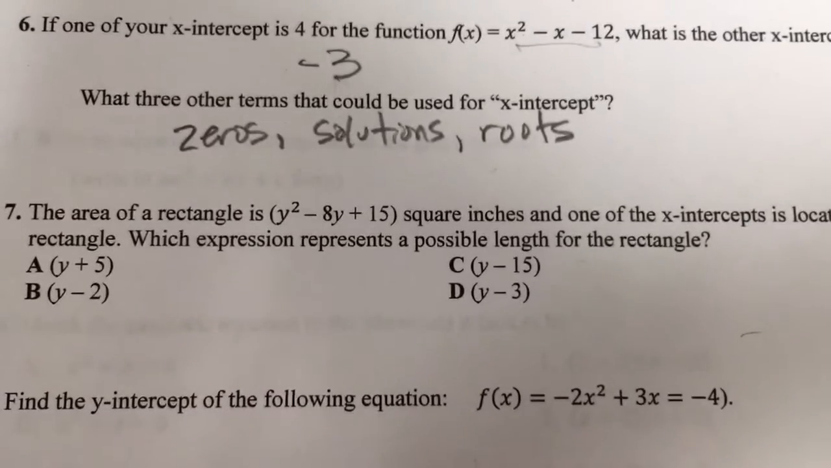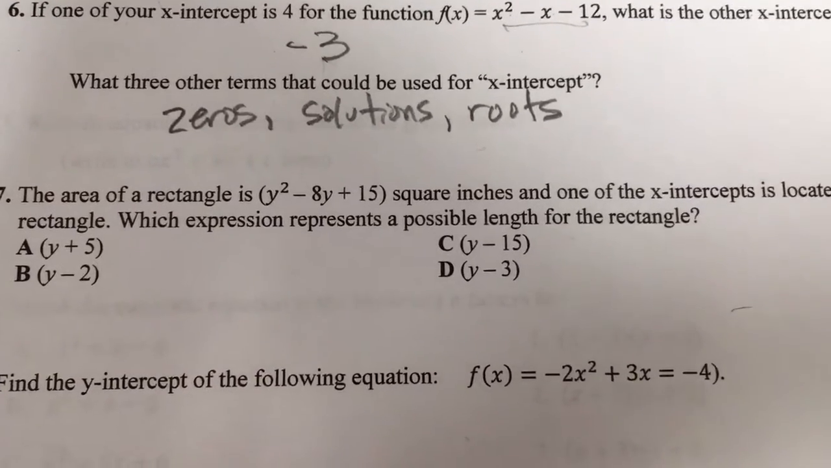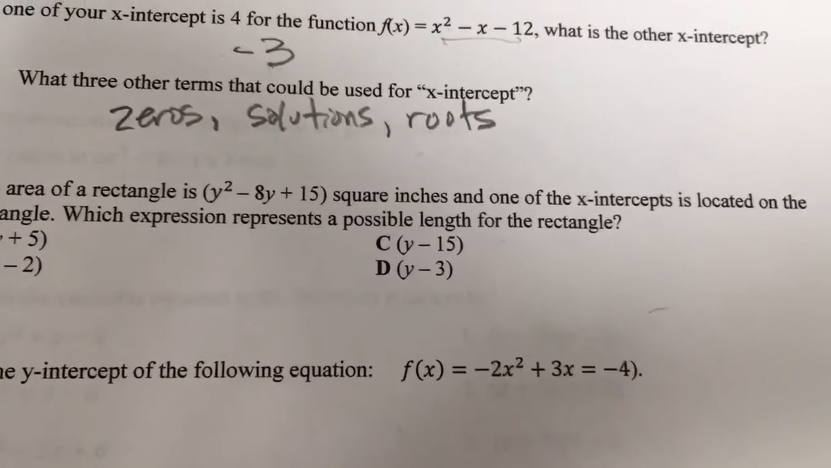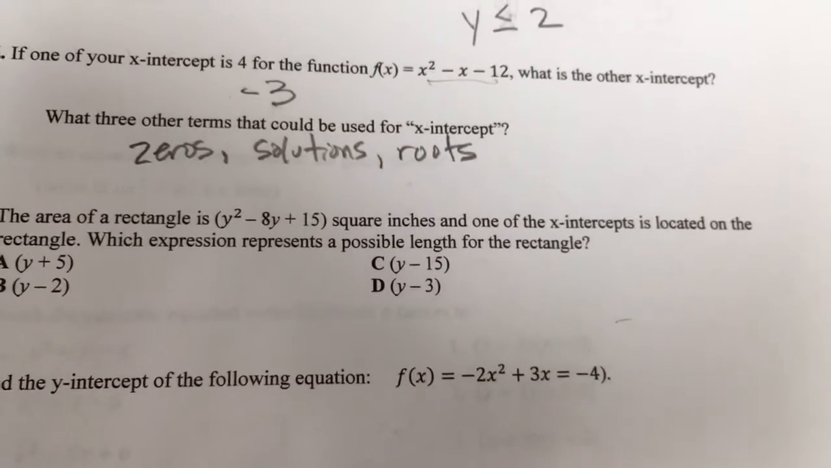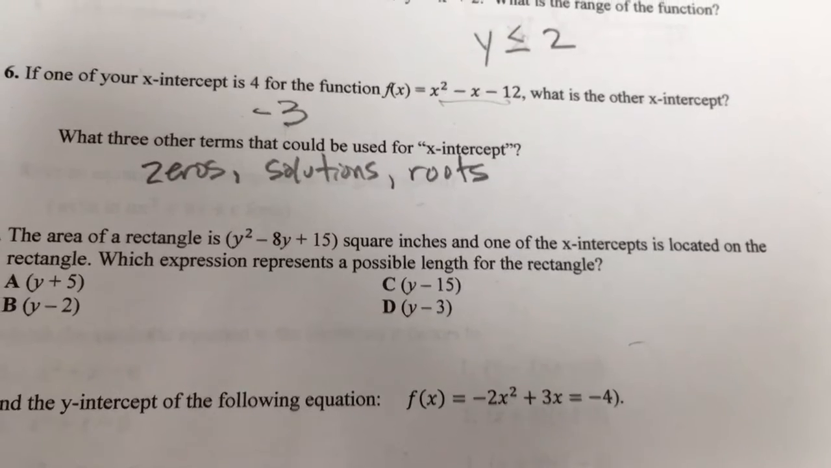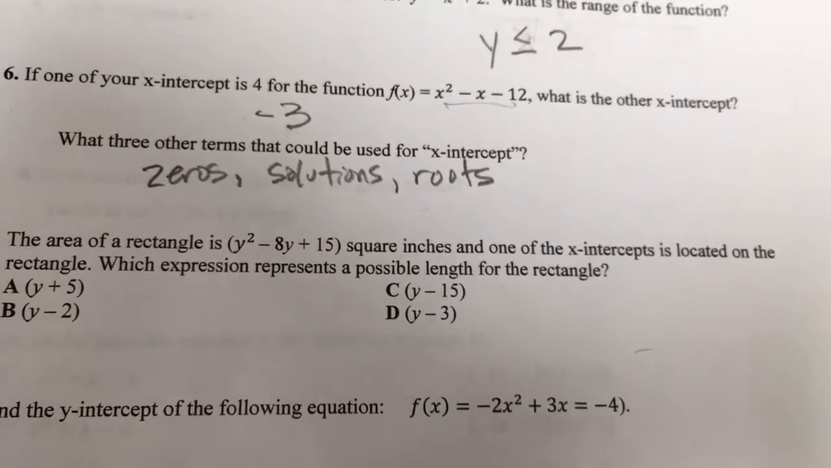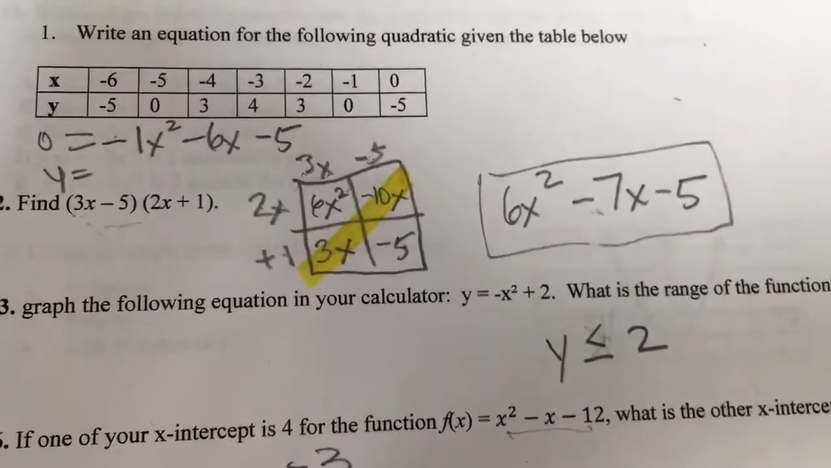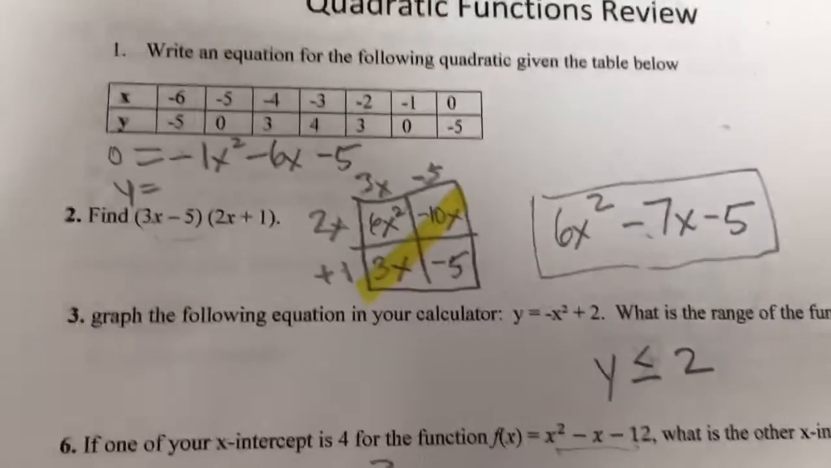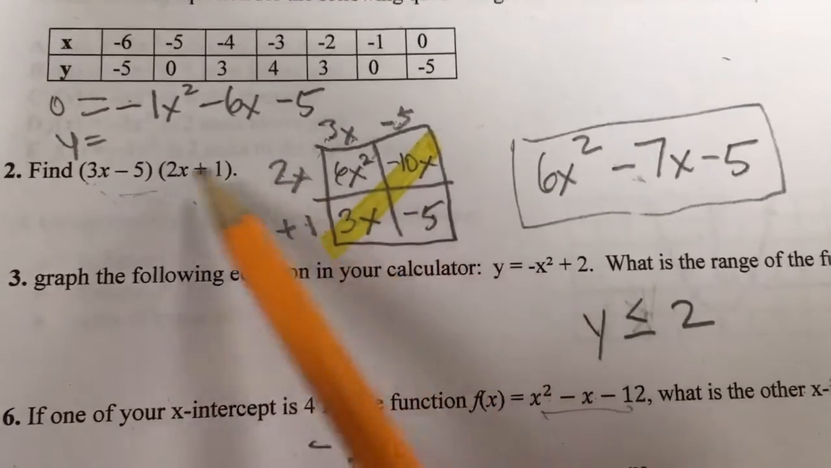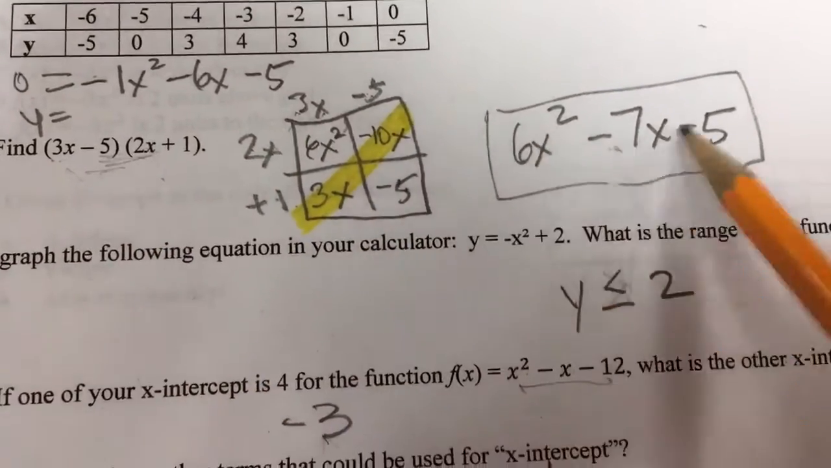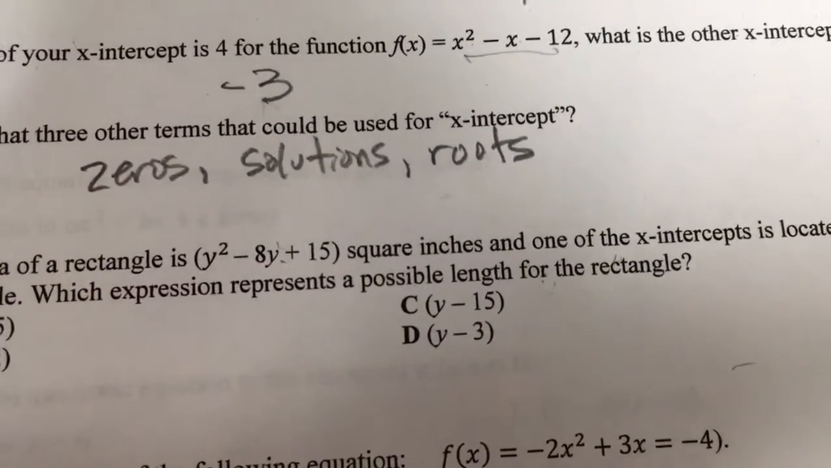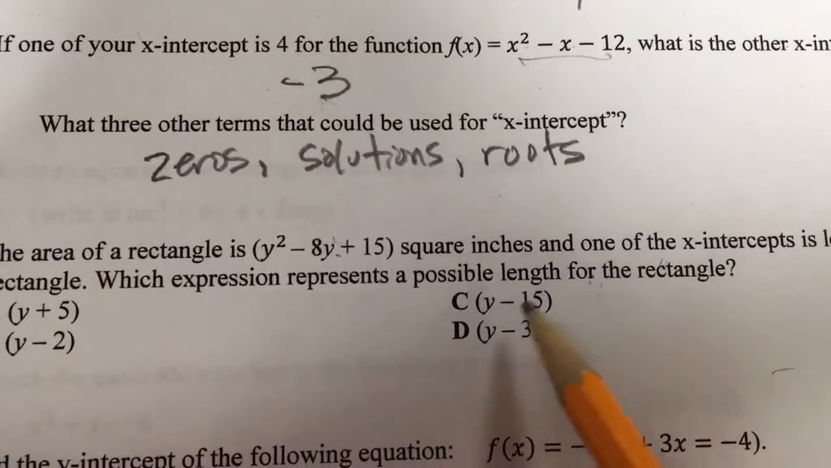Number 7, area of a rectangle is y squared minus 8y plus 15. And one of the x-intercepts is located on the rectangle. Which expression represents a possible length? So all we're doing here is factoring. In problem number 2, we multiplied these two things together to get the answer. So now we're starting with the answer and we're working our way back to get the two things that we're multiplying together.